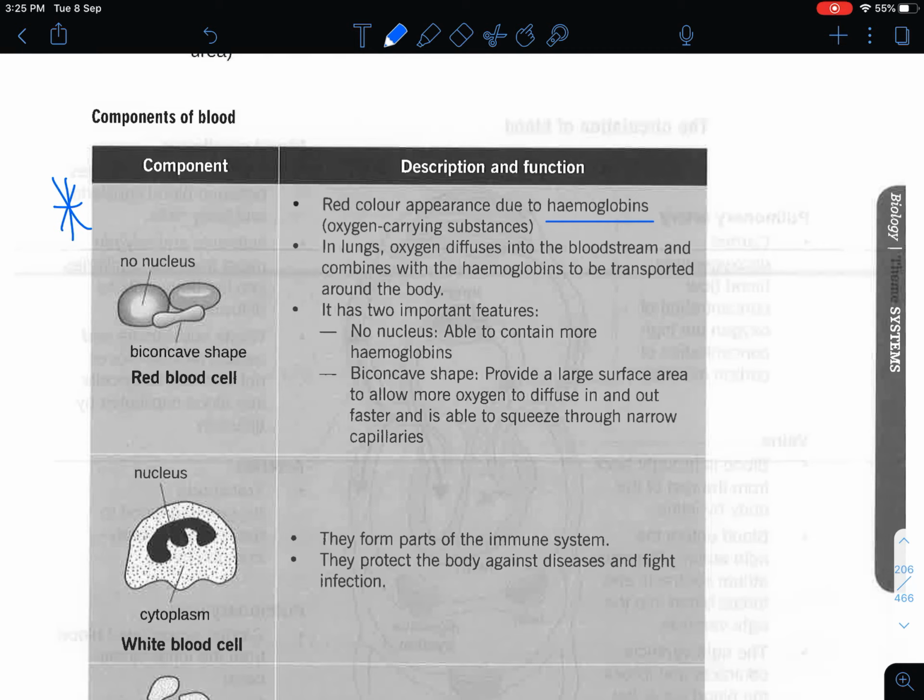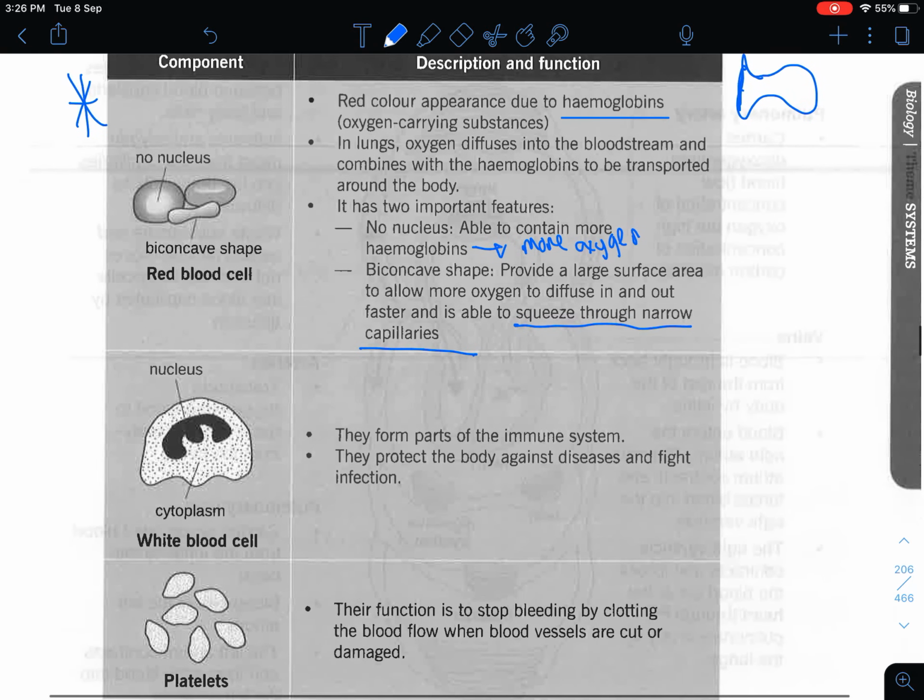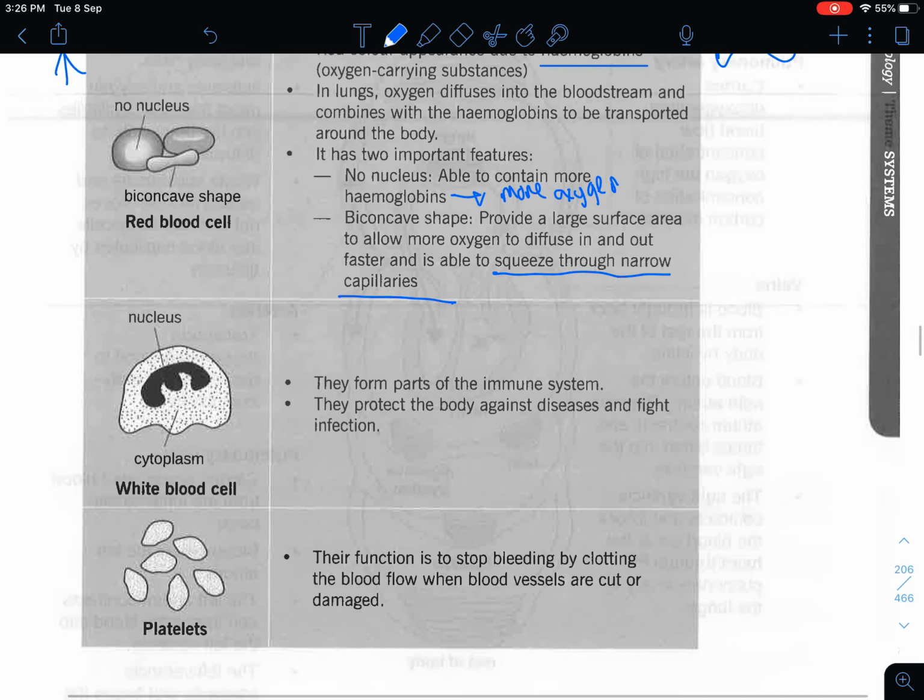So there are two main features, or adaptations, and this usually comes up for exams. First, there is no nucleus, so that it's able to contain more hemoglobin. Being able to contain more hemoglobin means you can contain more oxygen. Second, having a circular biconcave shape helps to increase surface area so that more oxygen can diffuse through. Biconcave means that when you see the red blood cell in a side view, it curves in at both the top and the bottom. On top of that, it is also very flexible, to be able to squeeze through narrow capillaries.